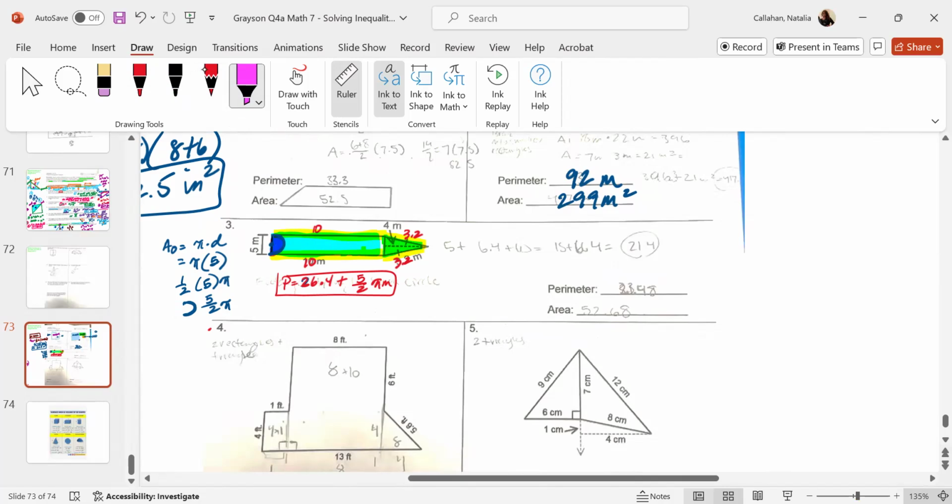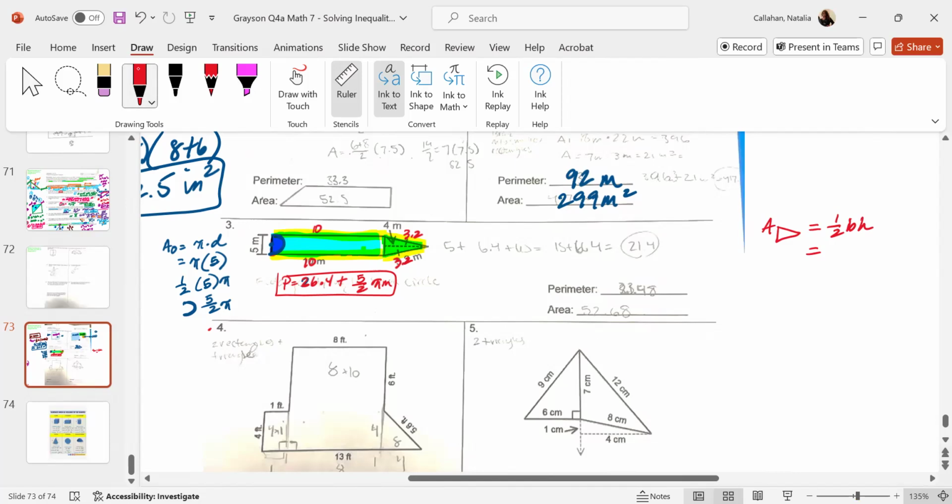So let's find the area of this triangle first. So area of this triangle, right? What's the area of the triangle? What's the formula? Nope, try again. That's a circle. Get your head up. What's the base of your triangle?